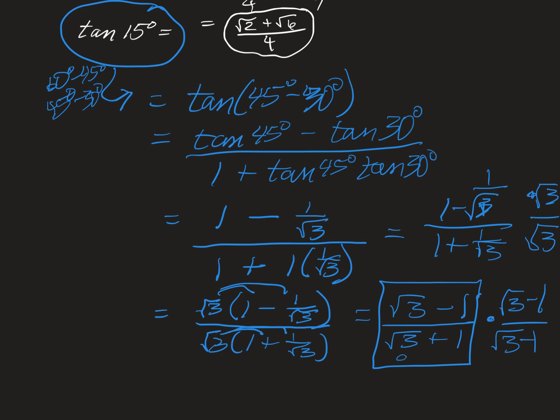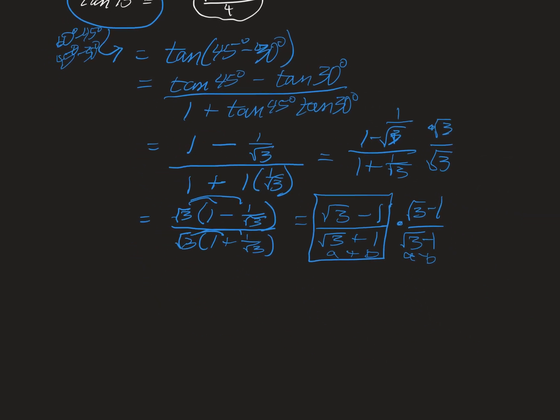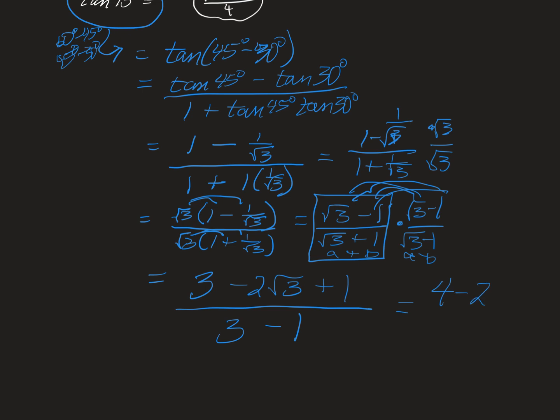And so this is a plus b times a minus b, so it's a difference of squares. And so we can go ahead and multiply that out. And the numerator will get 3 minus 2 square root of 3 plus 1. Go ahead and FOIL this out and see if that's not what you get. And then in the denominator, we'll get 3 minus 1. And so we end up with 4 minus 2 square root of 3 over 2.